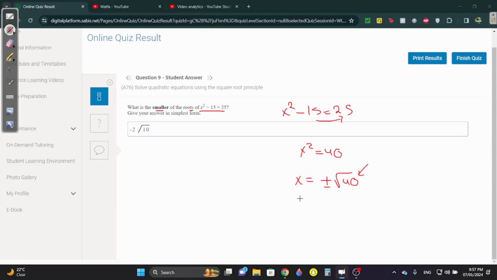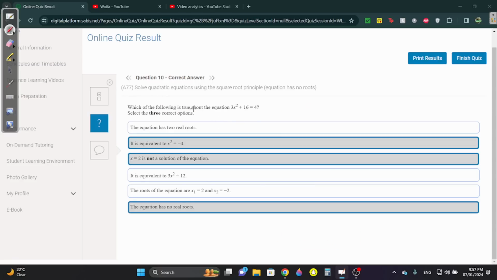You can do this in your head, or you can use a calculator. Positive radical 40 on a calculator is 2 radical 10. Negative radical 40 is negative 2 radical 10. They want the smaller one, so obviously negative 2 radical 10.